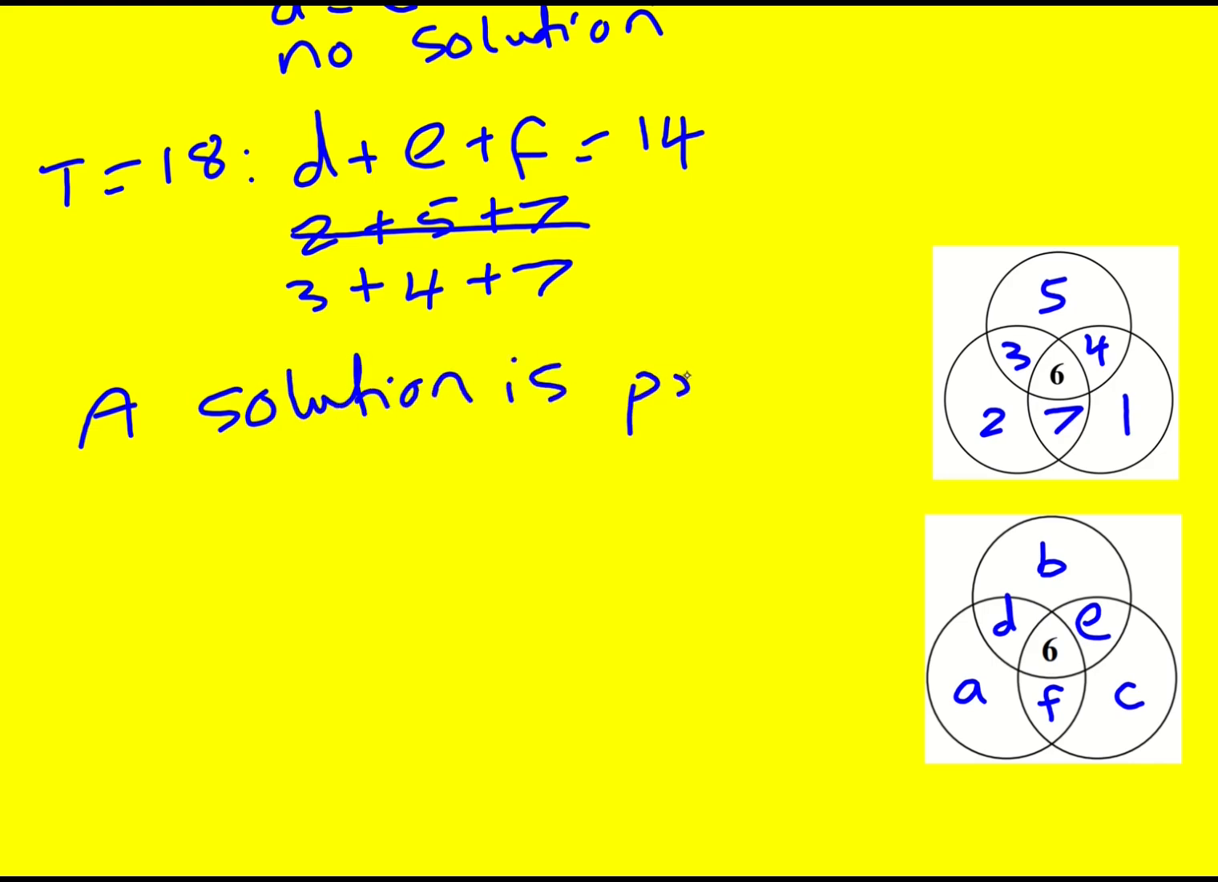And I do think at this point, just trying some different numbers out to add to 14, like you can see the first time it didn't work, that's probably the quickest way to go. The solution is possible. Therefore, t equals 16 and 18.